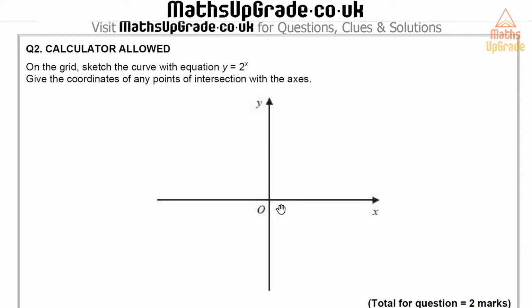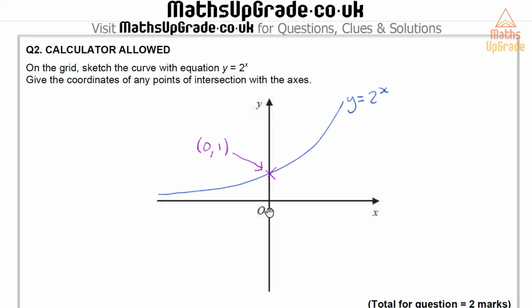Since when x is 0, on the y-axis, 2 to the power of 0 is equal to 1. So y is always going to be 1. It doesn't matter what base number you have here. The graph will look like this. Make sure your graph does not touch the x-axis here. It approaches the x-axis, gets closer and closer, but never actually meets it. It should be a nice smooth curve for 2 marks.